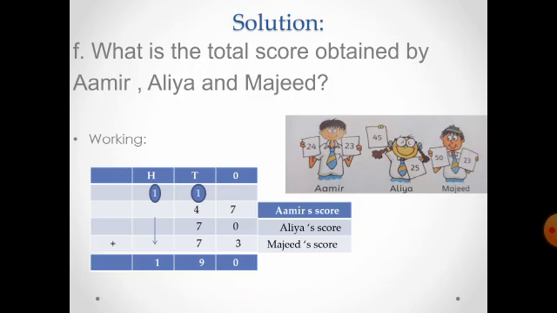Where will it be going? It is going to the hundreds column. That's why I have mentioned 100 in the place value. There is nothing below the 100, only 1 in the 100 column, so 1 will come down as it is. So the total scores obtained by Amir, Alia and Majid are 190. Answer is 190.